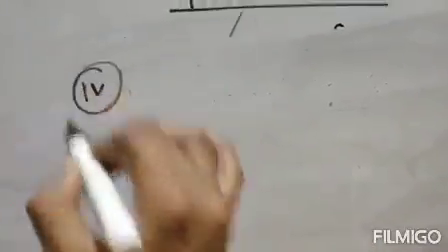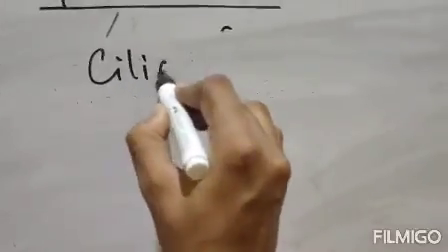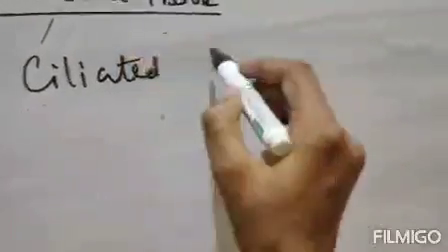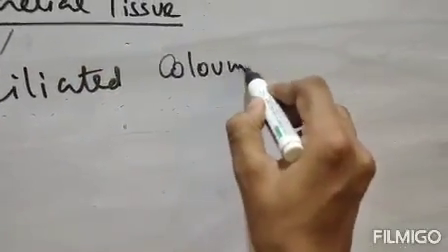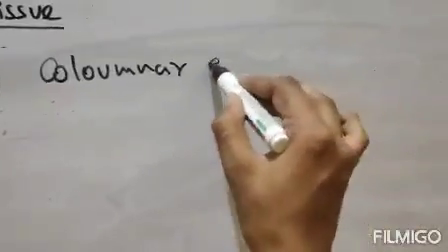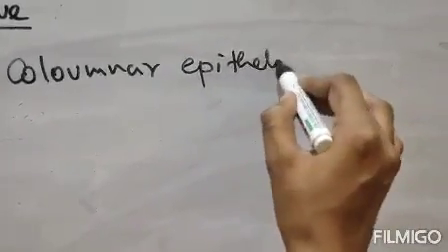This is the third category of epithelial tissue. Number 4 category under epithelial tissue is ciliated columnar epithelium.